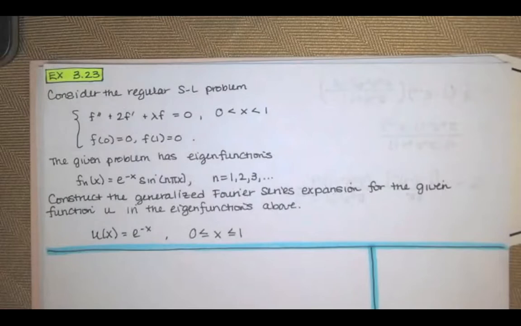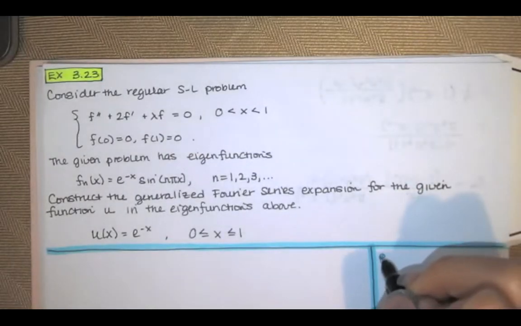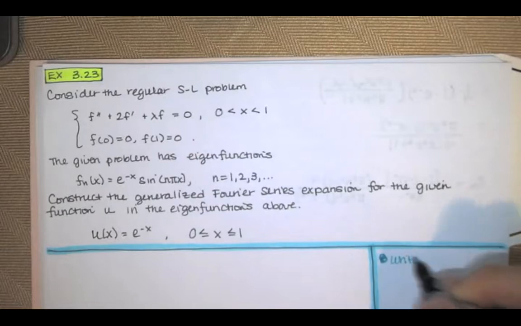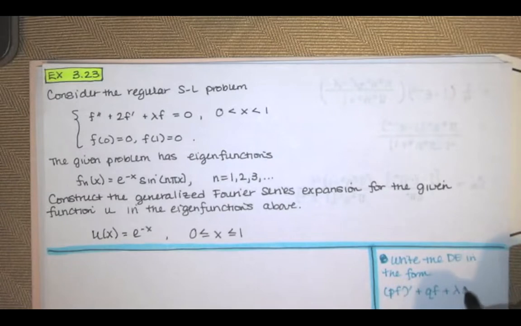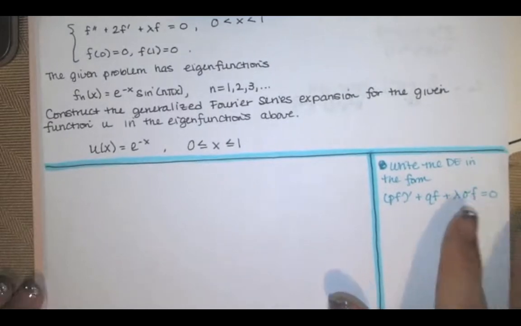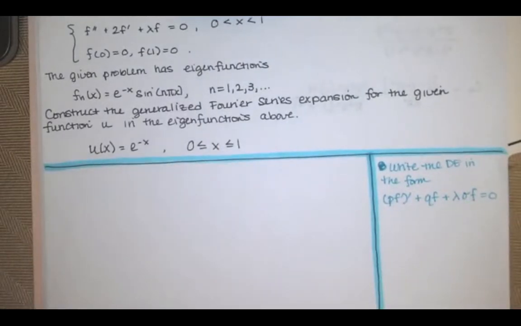So we need to first rewrite this expression, or write the differential equation in the form p f prime prime plus q times f plus lambda times sigma times f equals 0, so that we can identify sigma. And we need to be able to identify sigma so that we can multiply by it and then use the orthogonality of the eigenfunctions to come up with the coefficients for u.